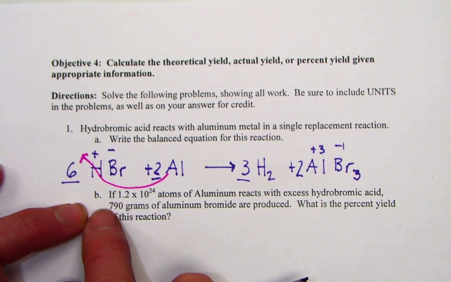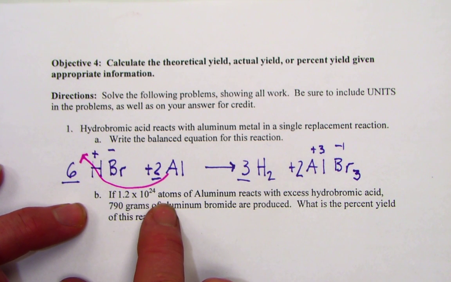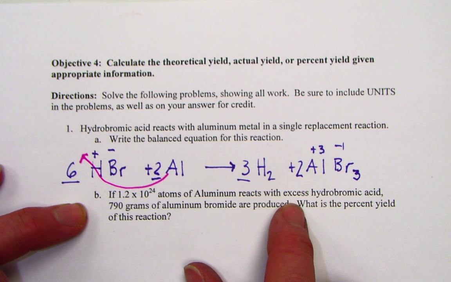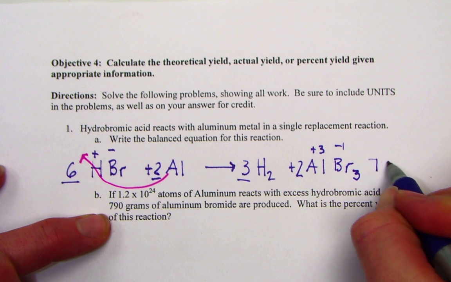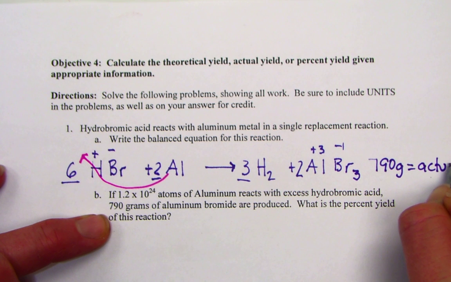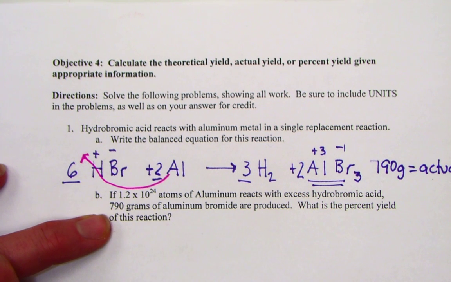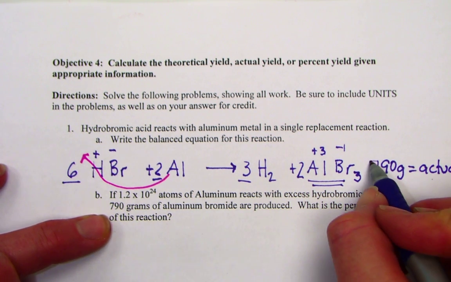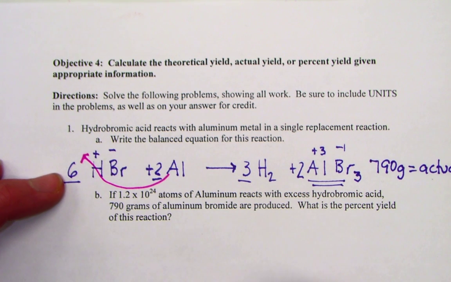We'll read through the letter B. If 1.2 times 10 to the 24th atoms of aluminum react with excess amounts of hydrobromic acid, 790 grams of aluminum bromide are produced. They are telling us in the story problem the actual yield of our product, aluminum bromide. And of course, since we didn't run the lab, we would need to be told our actual yield. We can calculate the theoretical yield and compare the two in a percent ratio.